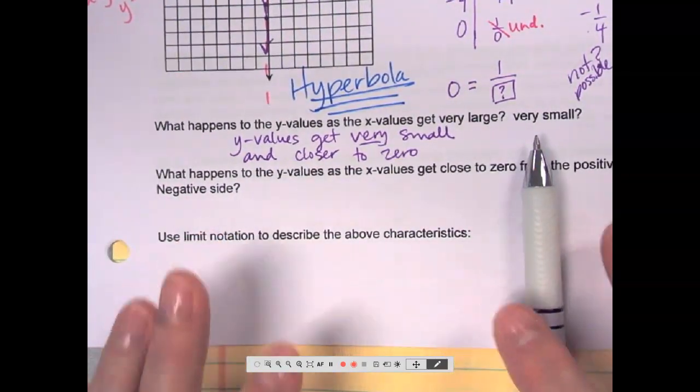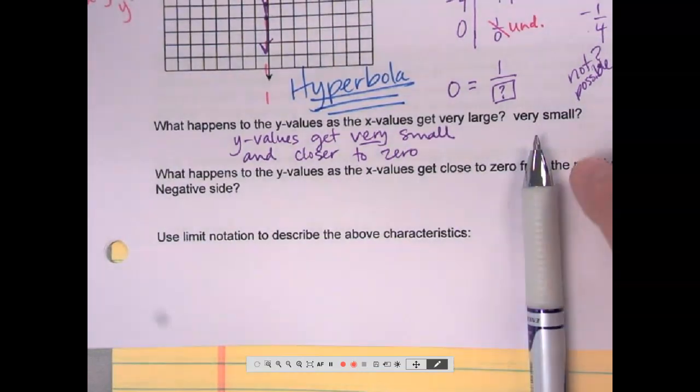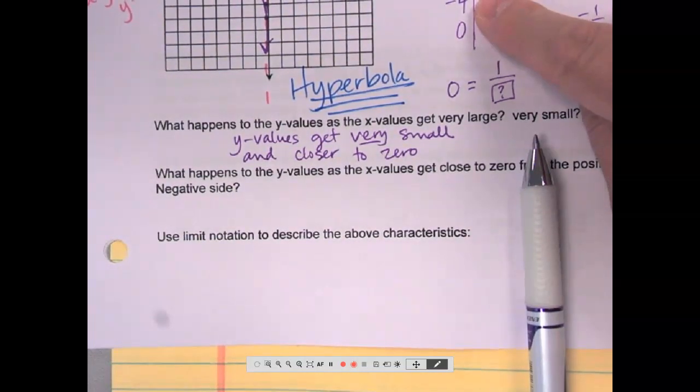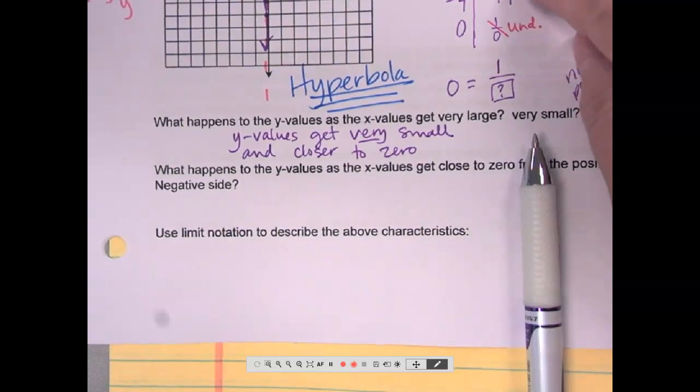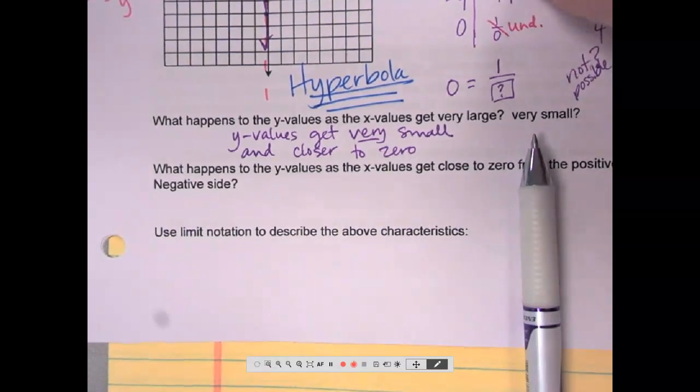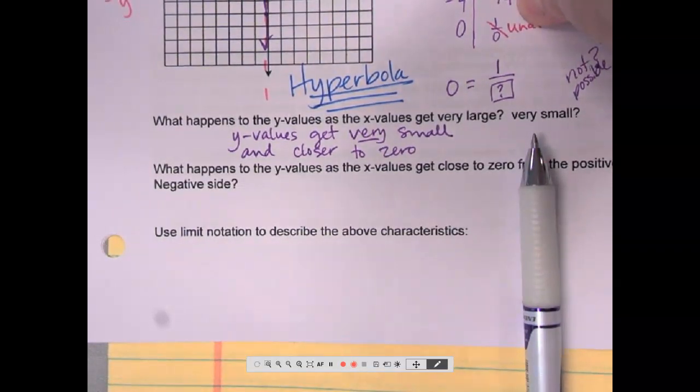Okay, what happens to the y values as the x values get very small? And what I mean by that is like negative 10, negative 100, negative 1,000. What's going to happen to these y values? Are these going to get bigger or smaller? Technically bigger, right? Is negative 1/2 or negative 1/4 bigger? That kind of messes with your head. Technically it's bigger, but they are also going to get closer to what number? 0, just from the negative side, right?